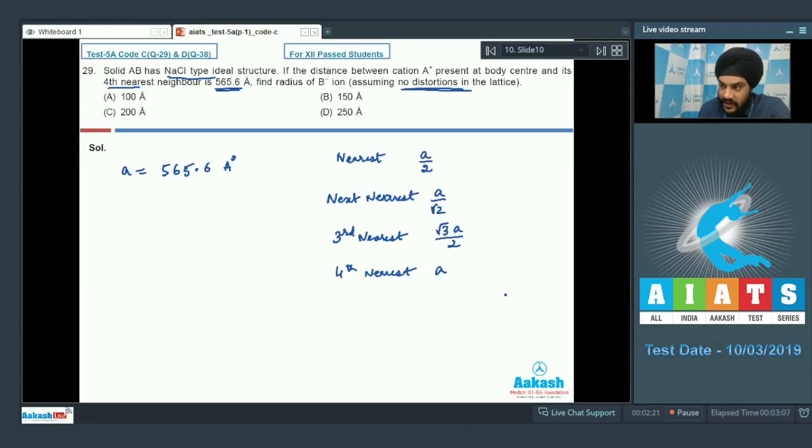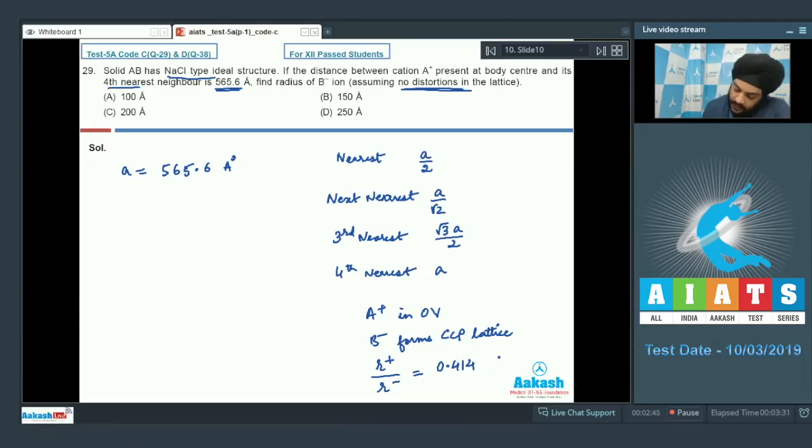Now, if we talk about the NaCl type structure in which the A plus is present in the octahedral void, whereas B minus forms CCP lattice, it is mentioned to us that there are no distortions. So, radius of the cation upon radius of the anion shall be equal to 0.414, assuming the limiting case as there is no distortion in the lattice. So, we have the value of r positive equal to 0.414 times the value of r negative.